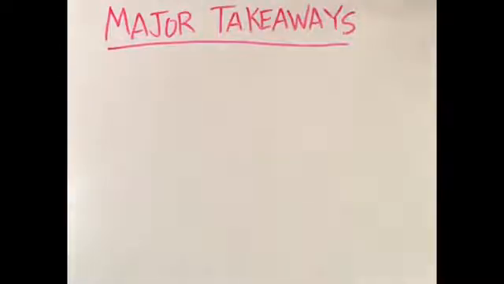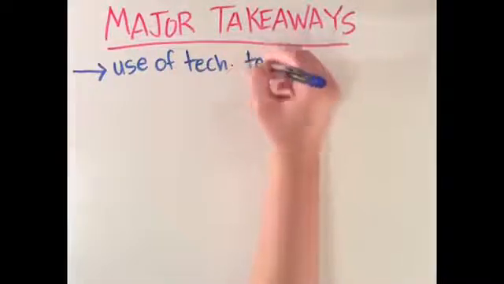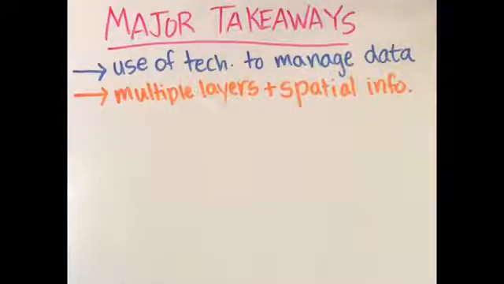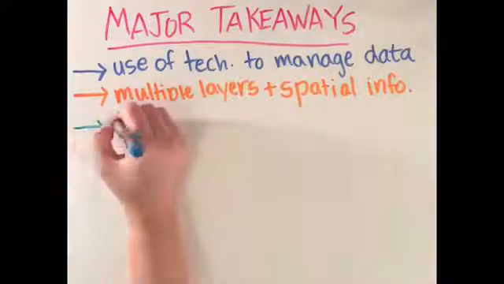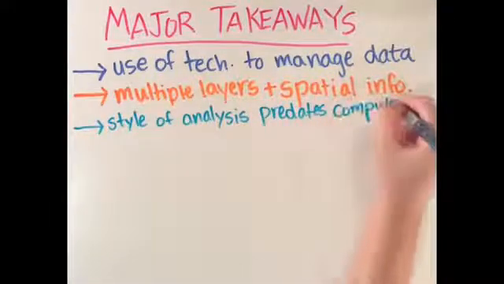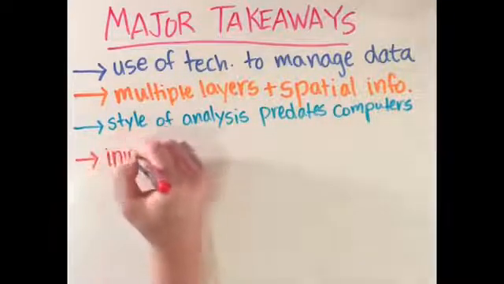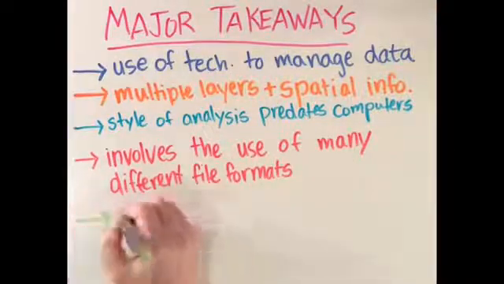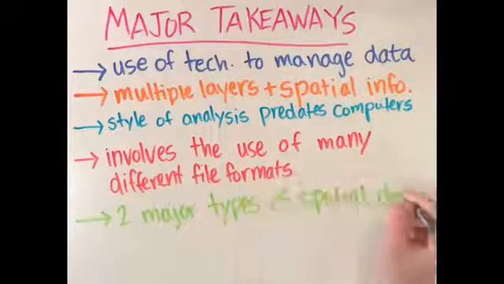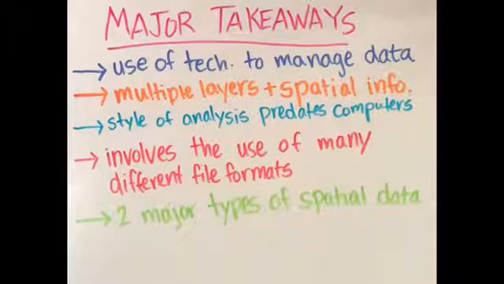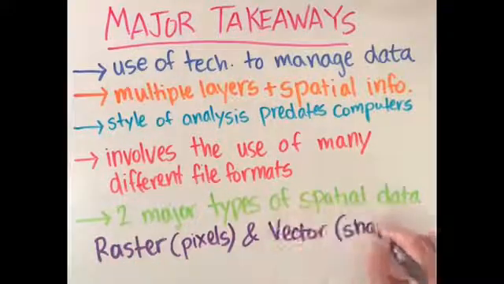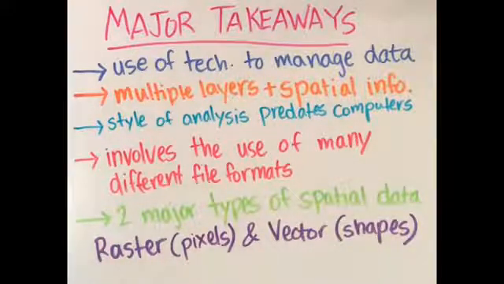In conclusion, GIS is the use of technology to manage data. It combines multiple data layers and spatial information to enhance analysis. Though today GIS technology is largely computer-based, this style of technology predates computers. GIS platforms allow for the use of many different file formats. And finally, there are 2 main types of spatial data that you will encounter: raster layers, which are made up of pixels, and vector layers, which are made up of separate shapes.